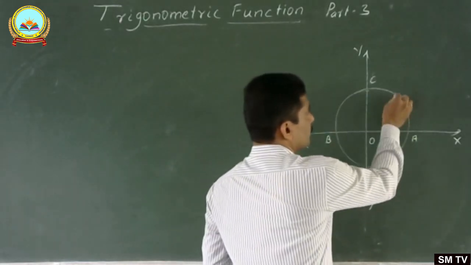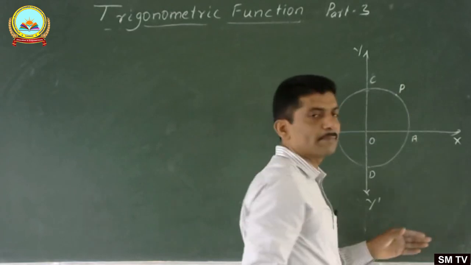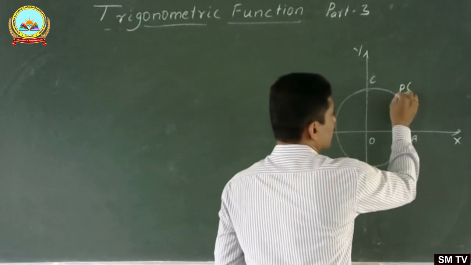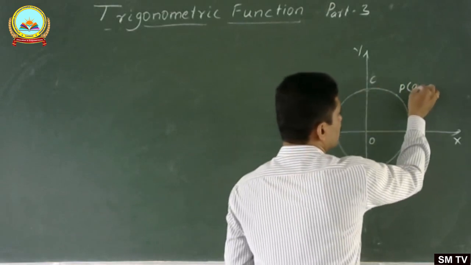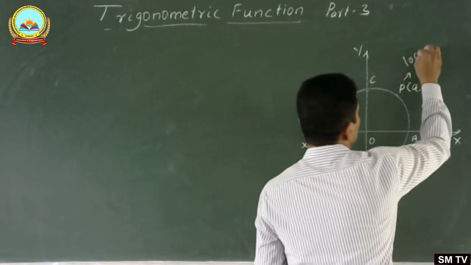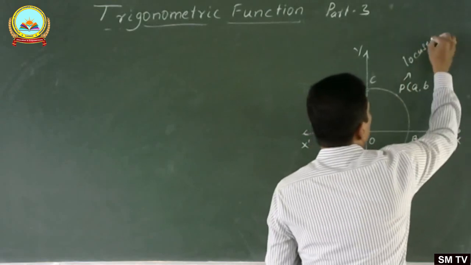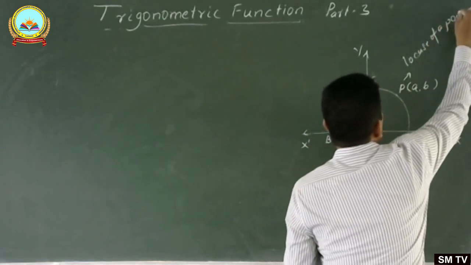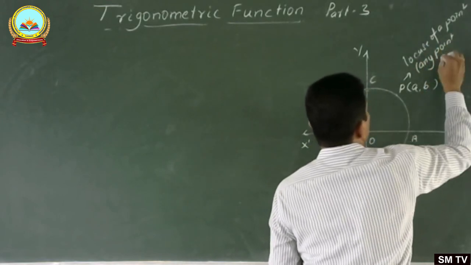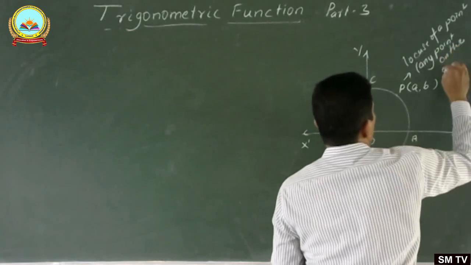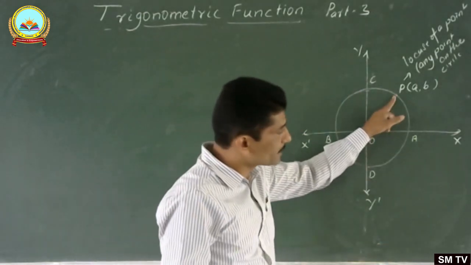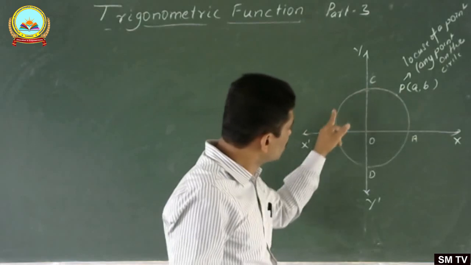We know that any point in a plane is always represented by the ordered pair x comma y. Here P is any point on the circle. The coordinate of P is a comma b. This is said to be the locus of a point, or any point on the circle. It means this point is moving on the circle.